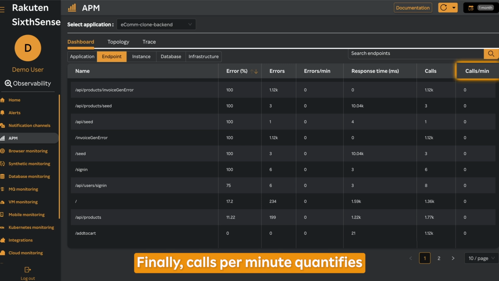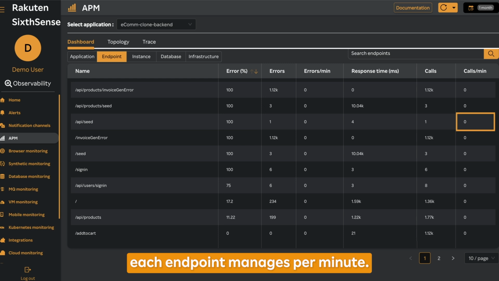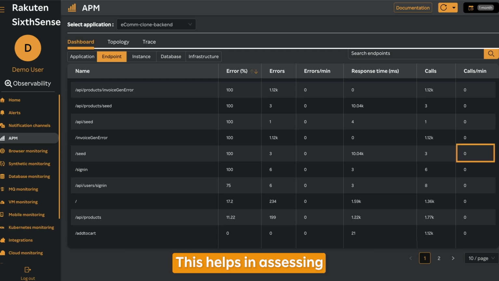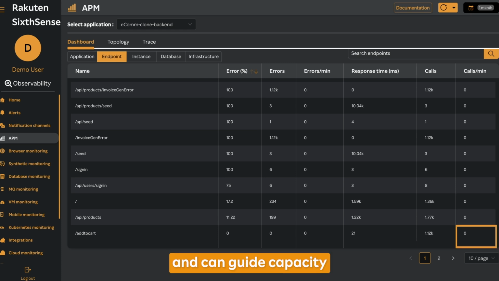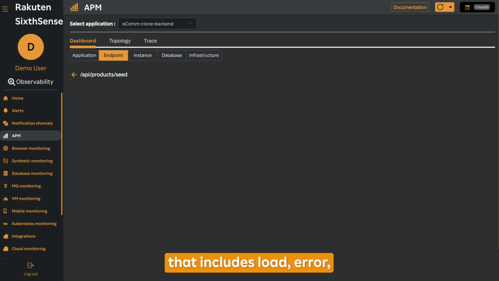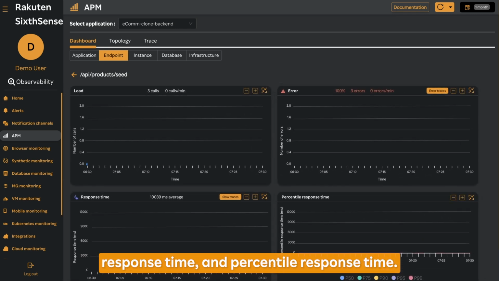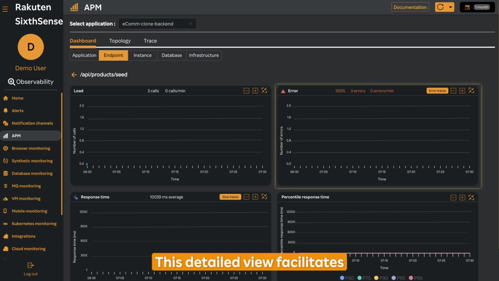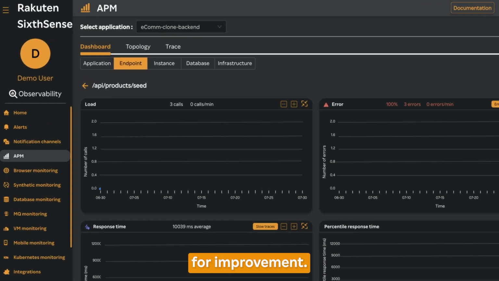Finally, calls per minute quantifies the throughput rate, offering a perspective on how much traffic each endpoint manages per minute. This helps in assessing whether the endpoints are scaled properly to handle peak loads and can guide capacity planning efforts to ensure high availability and responsiveness during high traffic periods. By clicking on any endpoint, teams can access a more detailed view that includes load, error, response time, and percentile response time. This detailed view facilitates a comprehensive analysis of endpoint performance, highlighting potential areas for improvement.